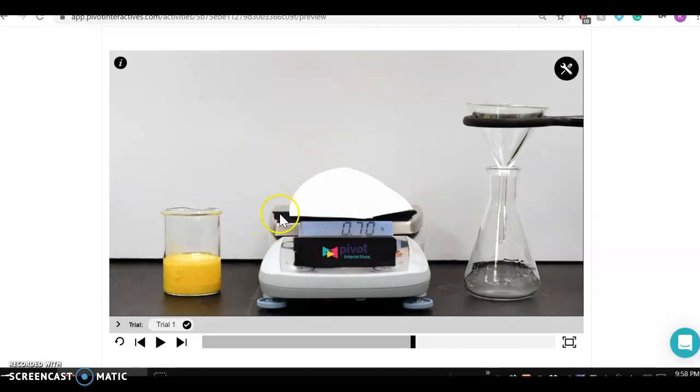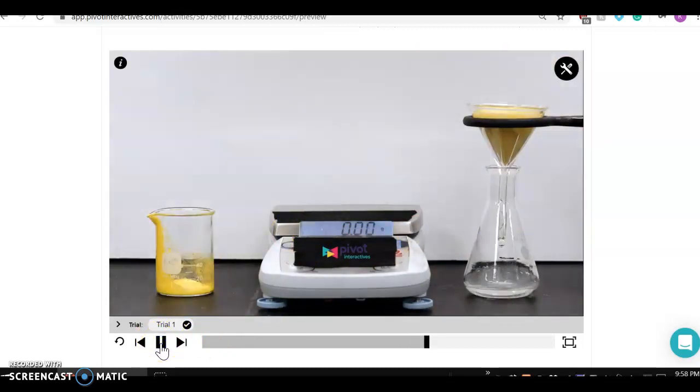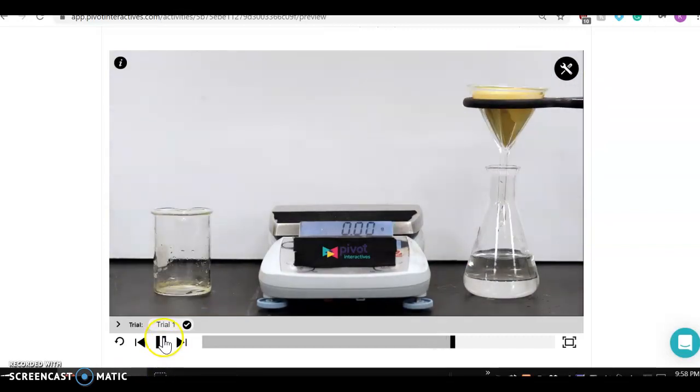Okay, so note here, here's the filter paper when you start. This is important. Make sure you pay attention to that. And then we're going to put it in the filter just like we did in class, rinse it out a few times and then let it drain for a while.